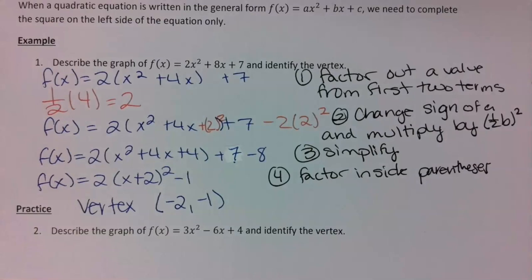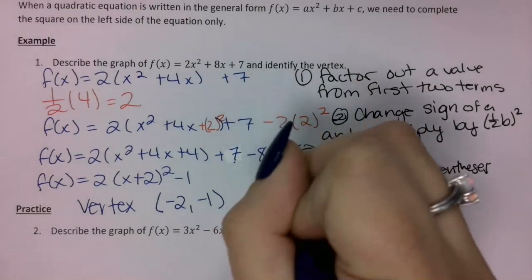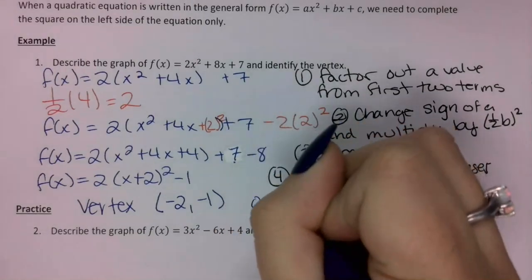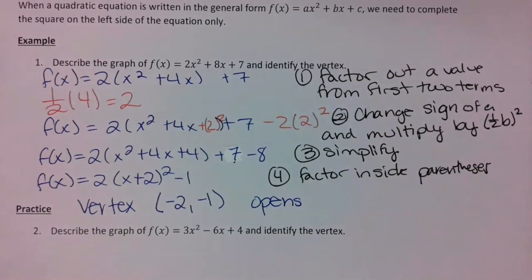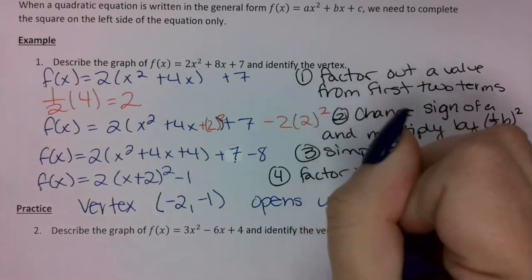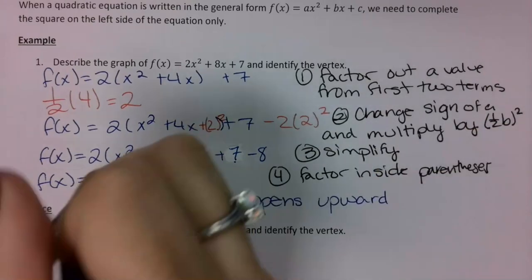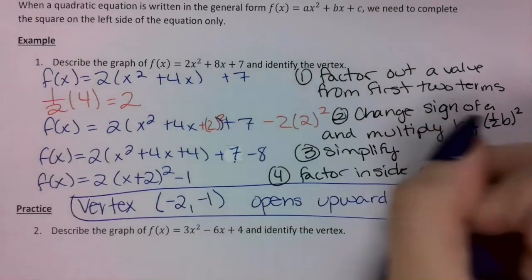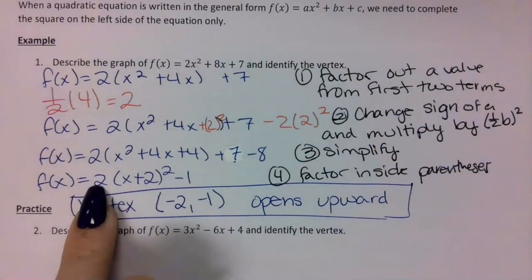Okay. Does this open up or down? Why? Wait, you guys are saying 2 different things, but Jace keeps agreeing with you. A is greater than 0. Okay, so A is the value I care about. That's the one outside the parentheses. So this 2 on the outside is what I decided on. So because this 2 is positive, it's opening upwards.